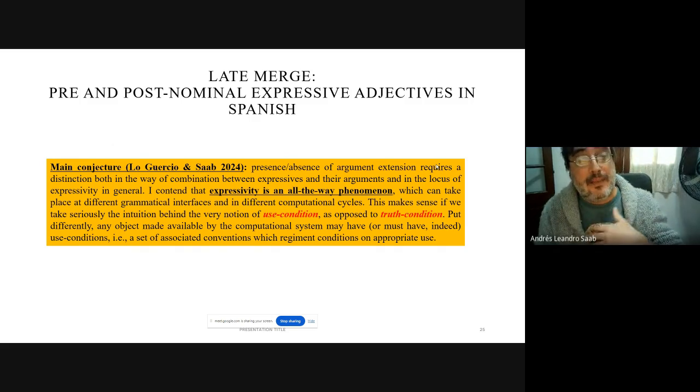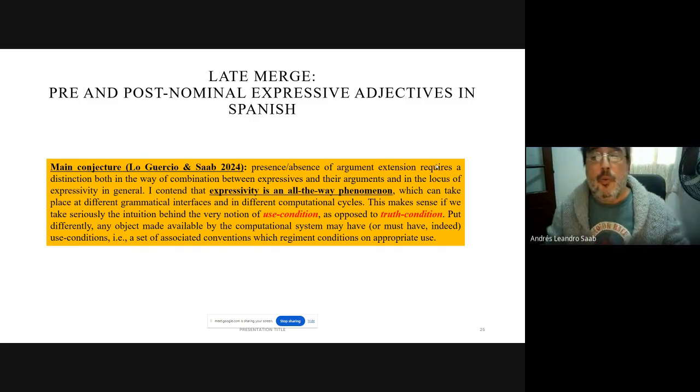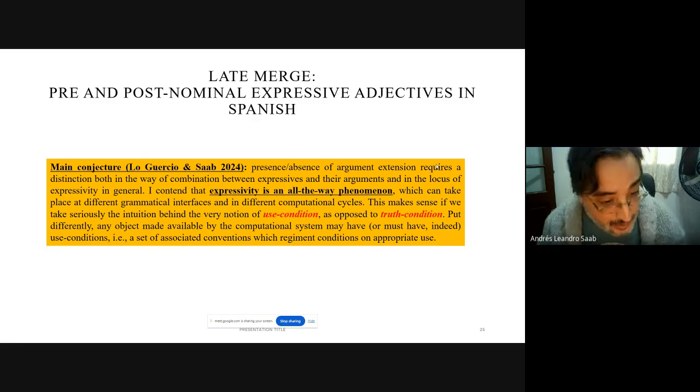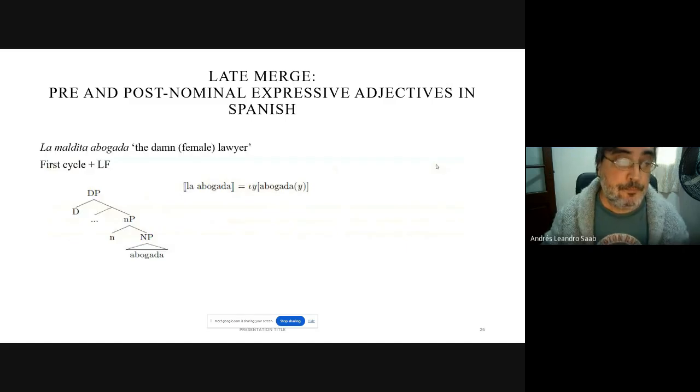I contend that expressivity is an all-the-way phenomenon which can take place at different grammatical interfaces and in different computational cycles. This makes sense if we take seriously the intuition behind the very notion of use condition as opposed to truth condition. Put differently, any object made available by the computational system might have, or must have, in the use condition a set of associated conventions which regiment conditions on appropriate use.